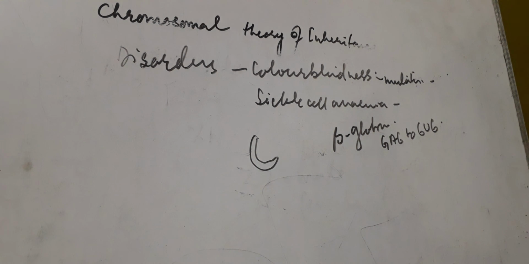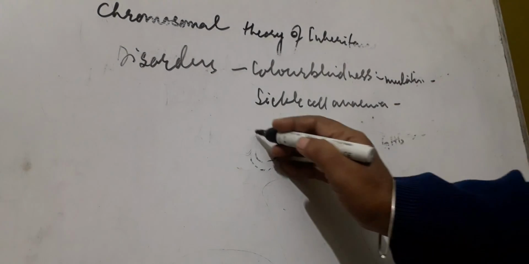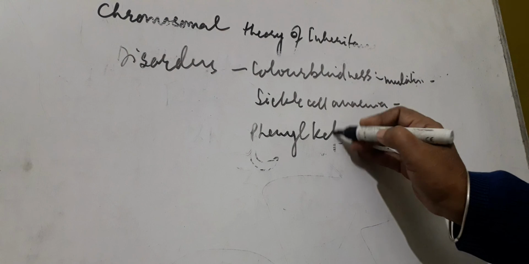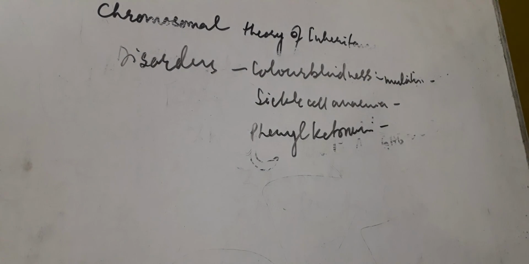Phenylketonuria is an inborn error of metabolism. Phenylketonuria, thalassemia, abnormalities, mutations.